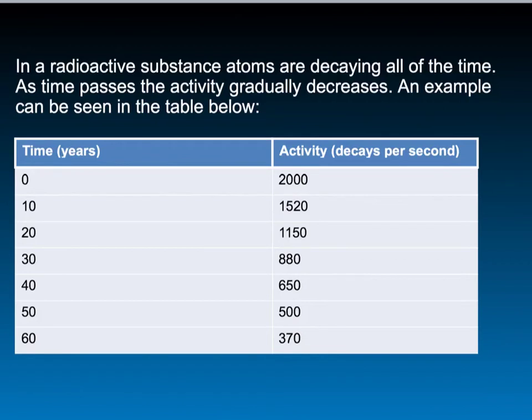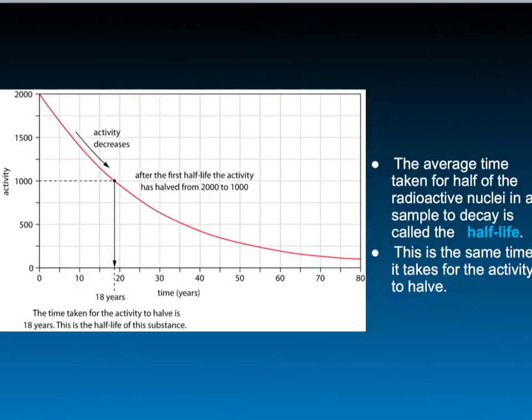As the radioactive atoms within a substance decay, fewer and fewer radioactive nuclei remain. This leads to a drop in the activity as time passes. The time taken for half of the radioactive nuclei in a sample to decay is called the half-life. This is the time it takes for the activity to halve. The average time taken for half of the radioactive nuclei in a sample to decay is called the half-life. It's the same time it takes for the activity to halve.